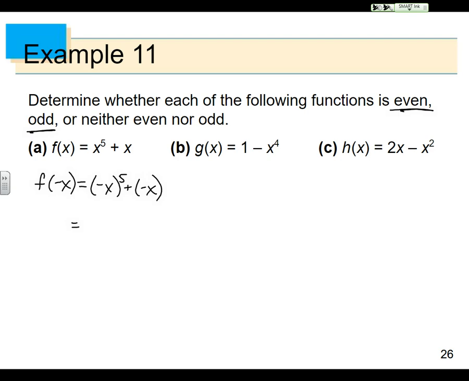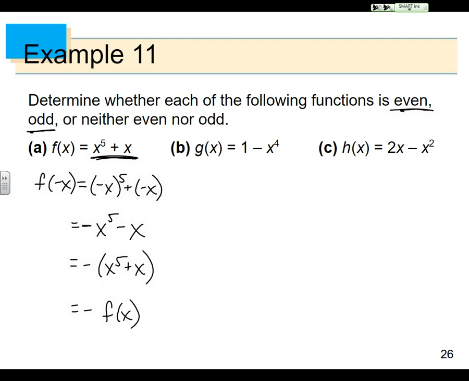Partly true. If I multiply 5 negative things by themselves, I do get a negative. You're exactly right. But also, if I multiply x by itself 5 times, I get x to the 5th. Don't forget that part. Minus x. My goal, whether I'm doing even or odd, is to make it look like it did in the beginning. And sure enough, if I factor out a negative, I make it look exactly like it did in the beginning. But I have a negative out there, meaning that I got the opposite of what I started with.